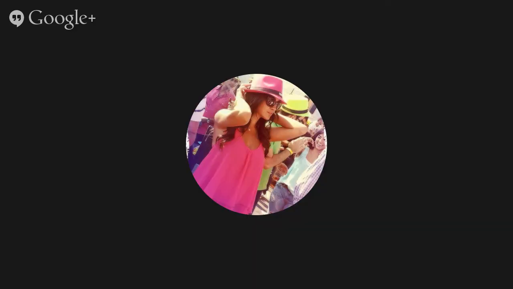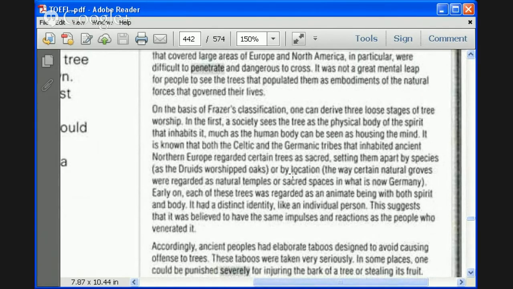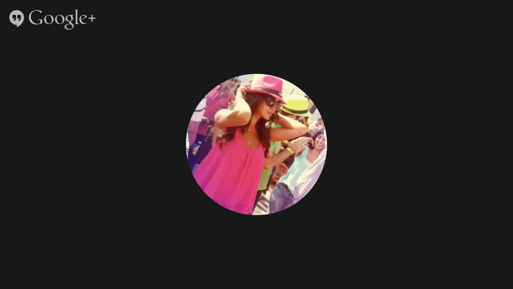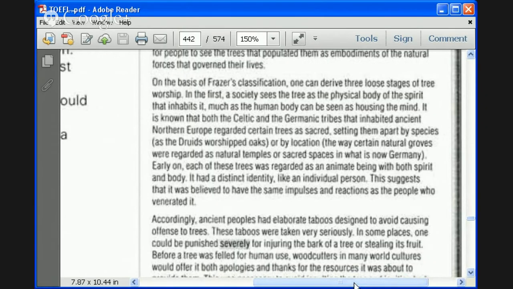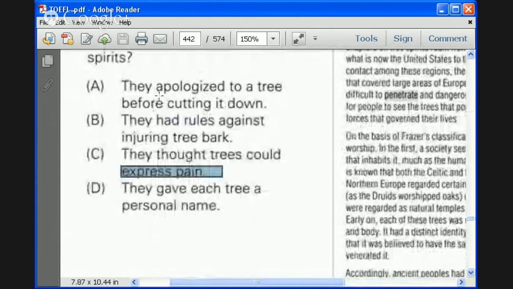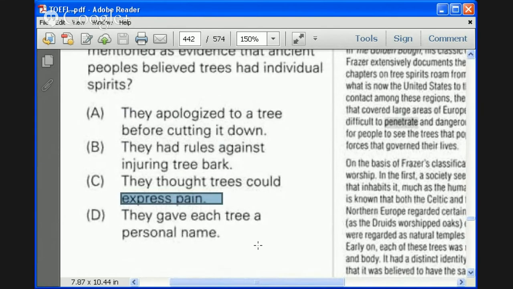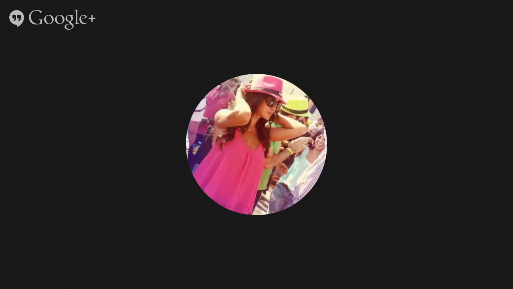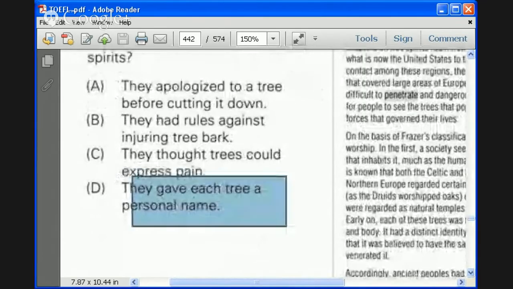Well, in the second stage, when the spirit is separate from the physical status of the trees, I think. Okay. I remember it a little differently. In the second stage, I remember all the bad things that happened, injuries and apologize, express pain. I remember all that being in the area of the taboos.